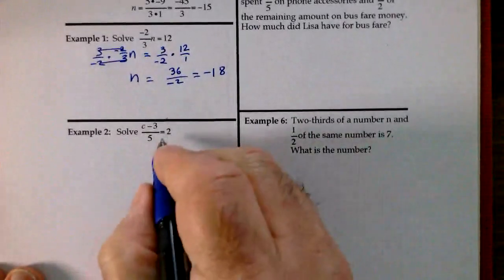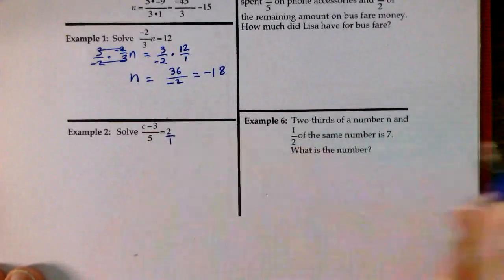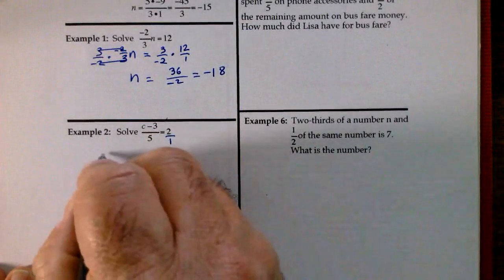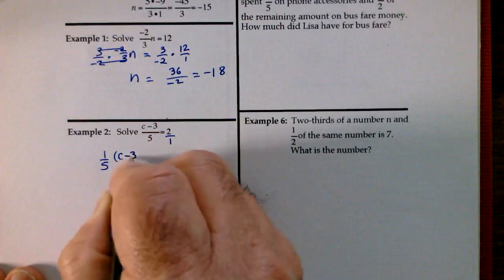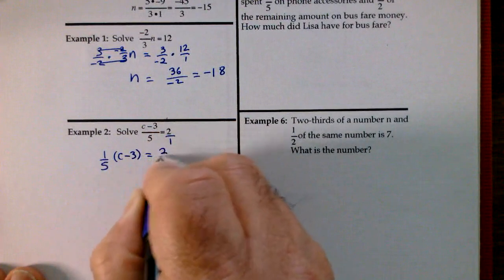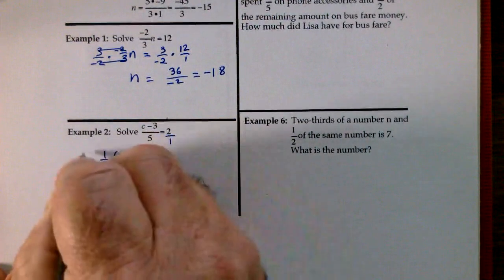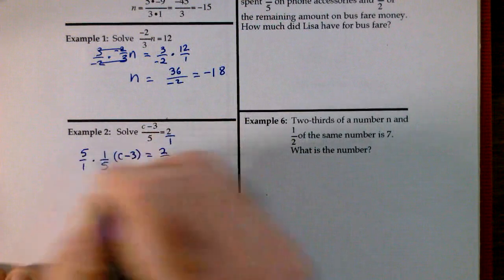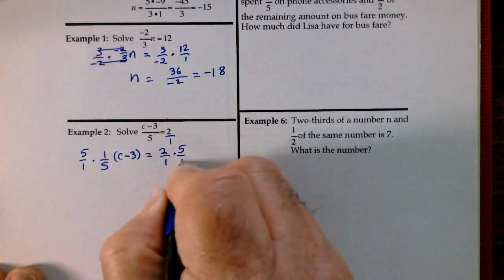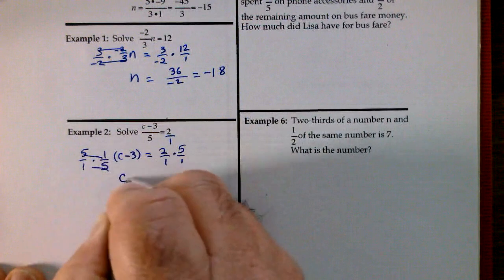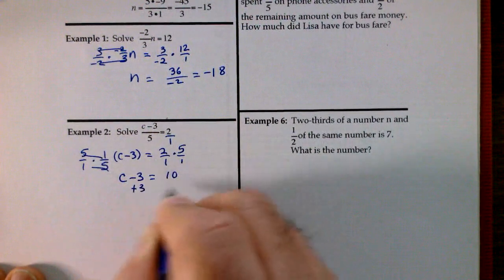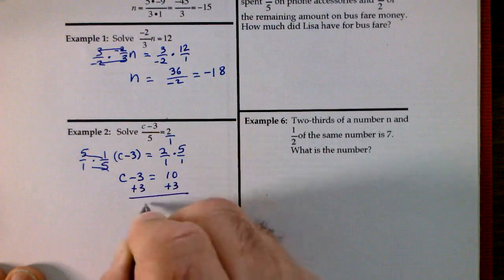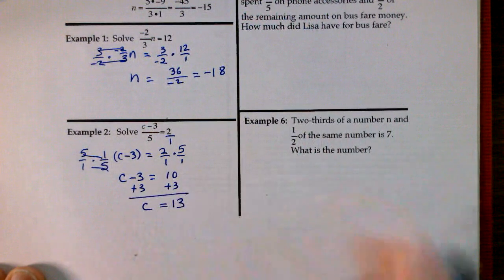Same thing happens here. We put a 2/1 there, that'd be easier. And then we can do 1/5. C minus 3, 2/1. The flip or reciprocal on 1/5 is 5/1, 5/1. And you get C minus 3 equals 10. We do the opposites like we have been doing. As you could see now, we get an answer of 13.